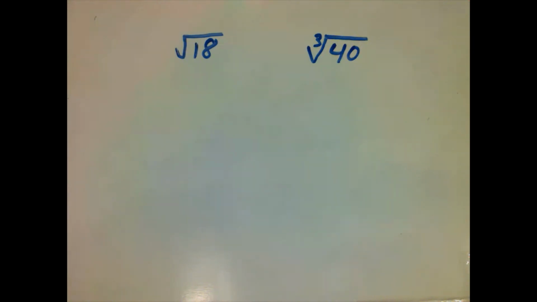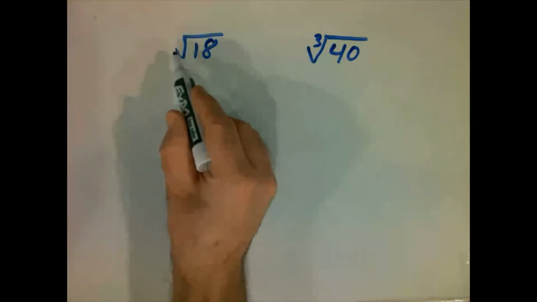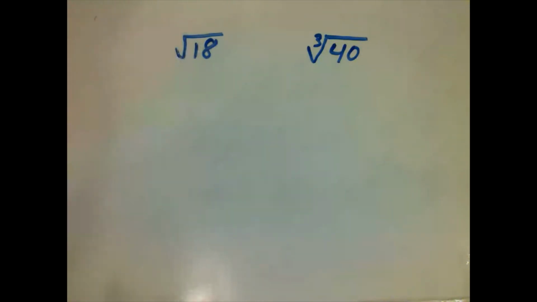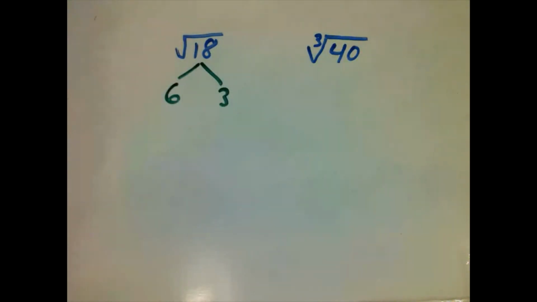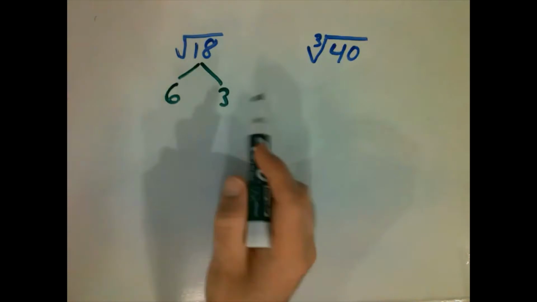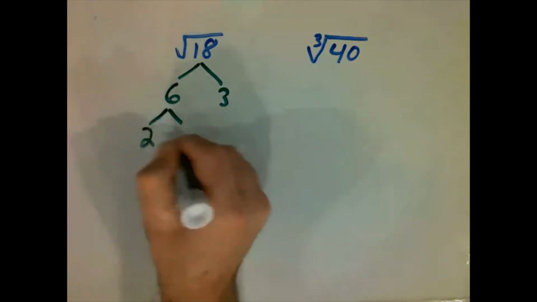Now let's take a look at a couple of more involved examples where we are going to simplify these radicals. The first one, we have the square root of 18. The square root, like we just saw, means we're looking for 2 of the same factor. What I like to do with these is take that 18 and make a factor tree out of it to help me out. What numbers multiply to give me 18? Well, we could say 6 and 3 would work. Now, 3 cannot be broken down anymore, but this 6 can. I can break down that 6 into 2 times 3.